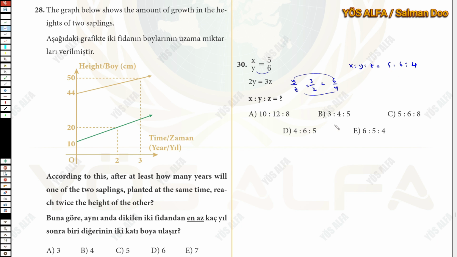Since we don't have this in our answer choices, but we have this one, this one is obtained by multiplying by 2. So we have 10, 12, and 8. So the answer is A, 31.